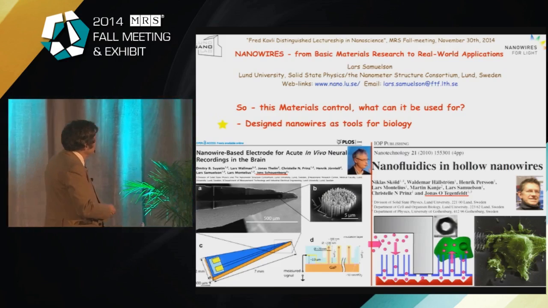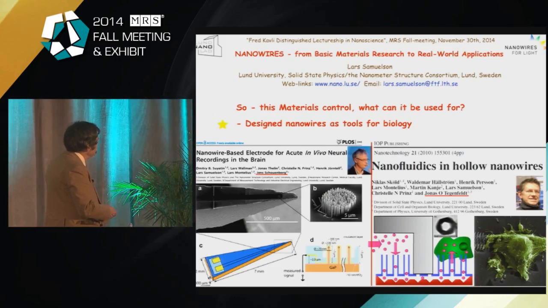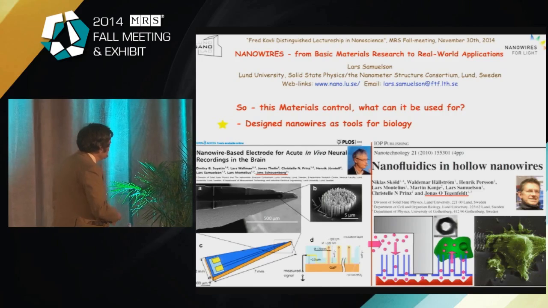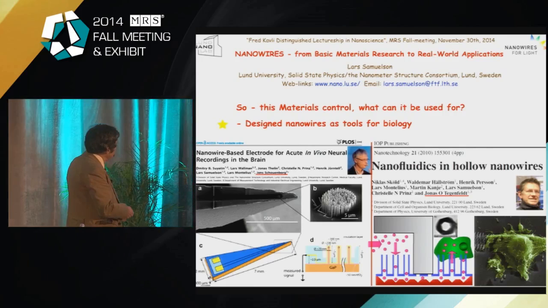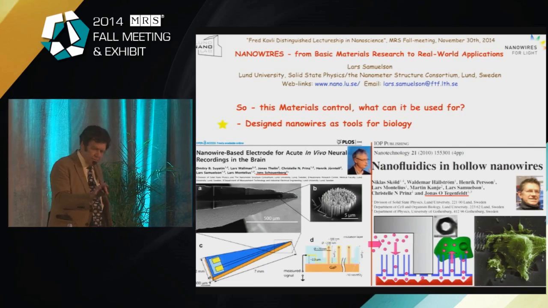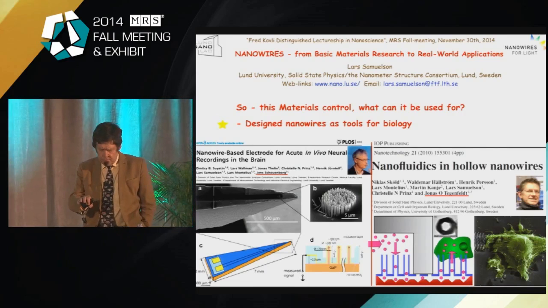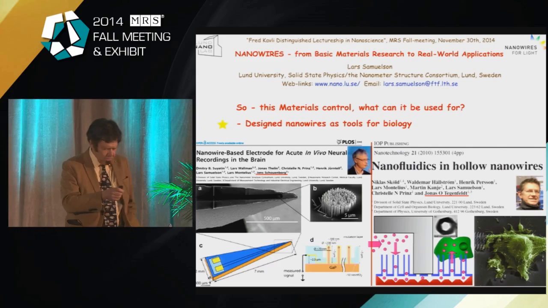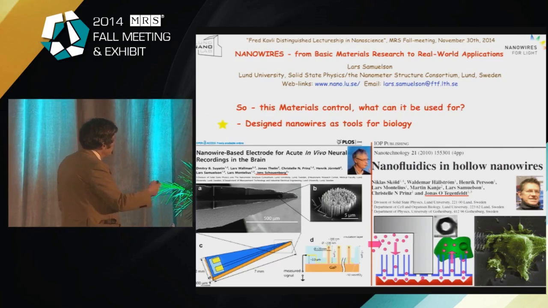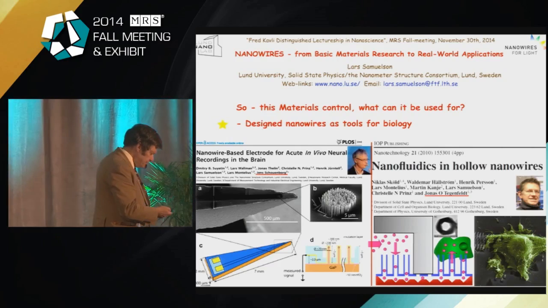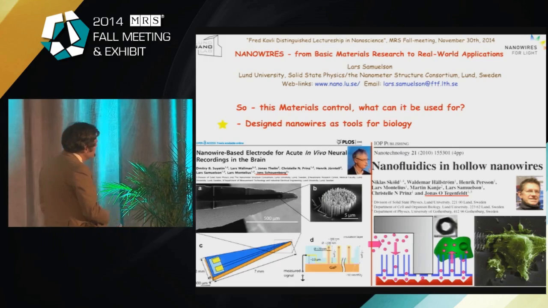So this is done together with a well-known nano medical researcher, Jens Schoenboy, and they're really using our nanowires as electrodes to make contacts to neural systems in poor little rats or mice. And they are reading out signals from the nerve systems, and they're feeding in signals to see the response.